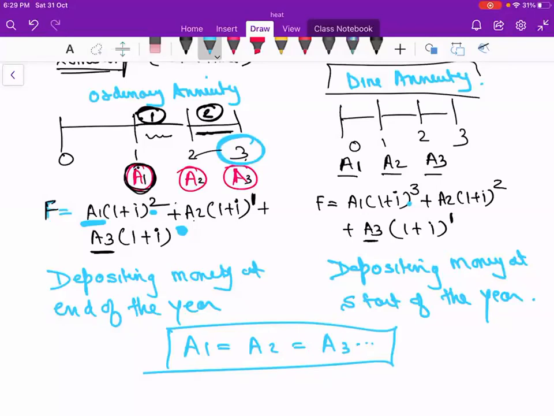Equal deposits. Okay, see this. I'm giving you 1 minute. Think on it. I will explain once again. Don't worry. Just think about whatever is written on the board.